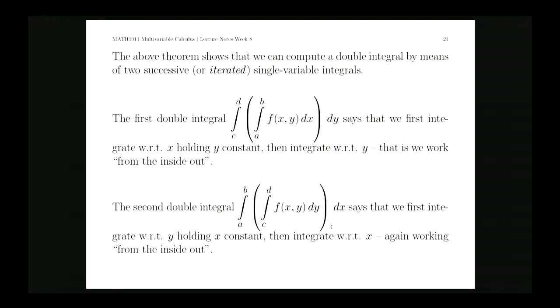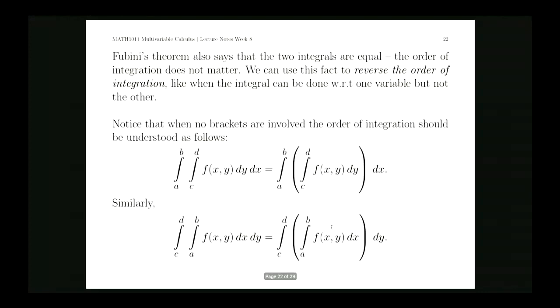The first double integral says first integrate with respect to x, imagining y is a constant, then integrate with respect to y, and you work from the inside out. The second one is saying integrate with respect to y first, imagine x is a constant, then integrate with respect to x. Right, because once you've done the first one, all the y's will have disappeared. Right, and then you work from the inside out. Fubini's theorem also says that the order doesn't matter, right?